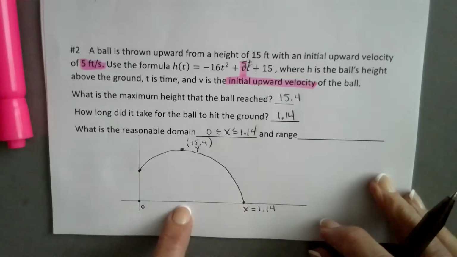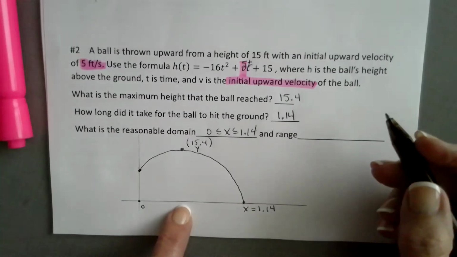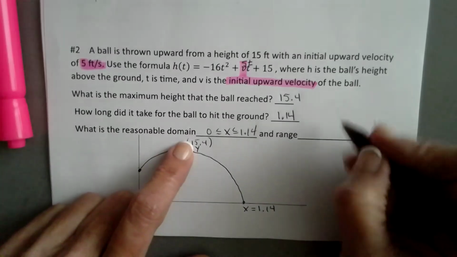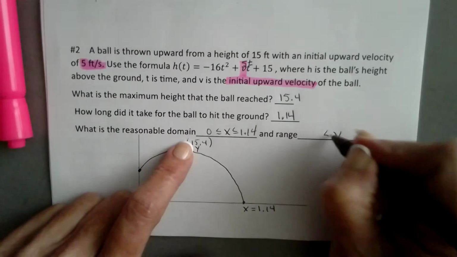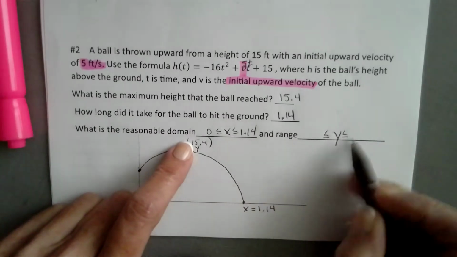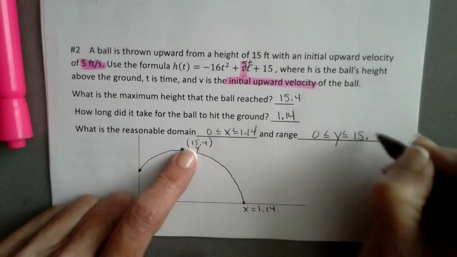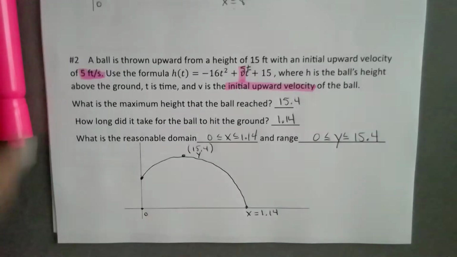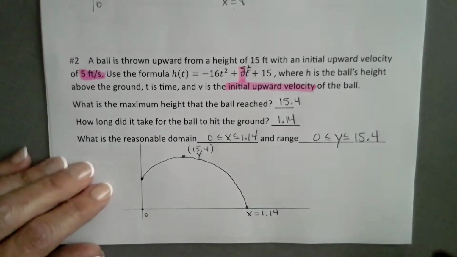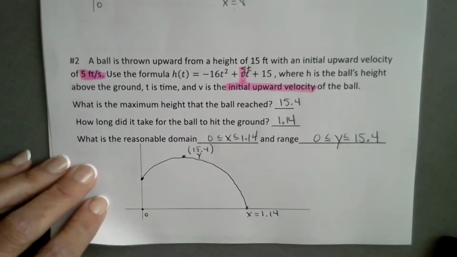So your range still starts at 0 feet and goes to 15.4 feet. And we're going to use a Y for range. Don't forget that in-between statement. 0 feet to 15.4 feet. So that's your reasonable domain and range. Okay? All right, let's go to the next problem.